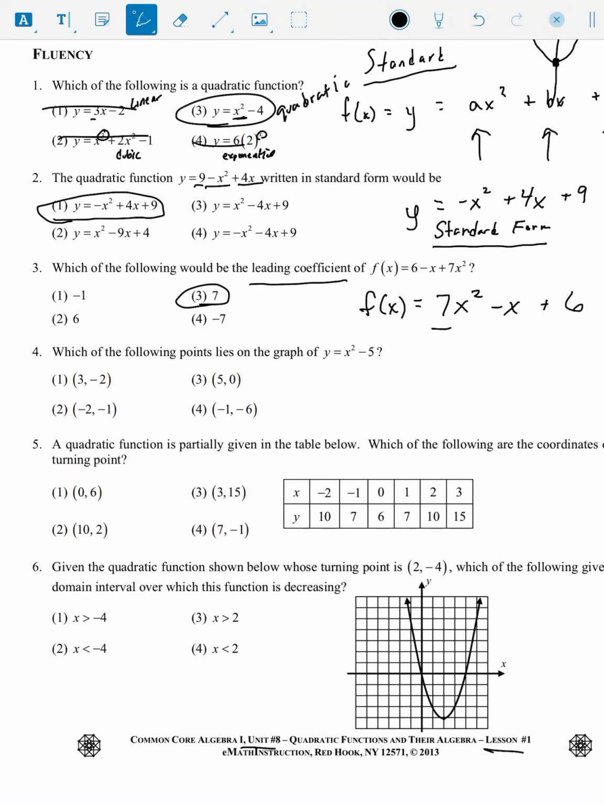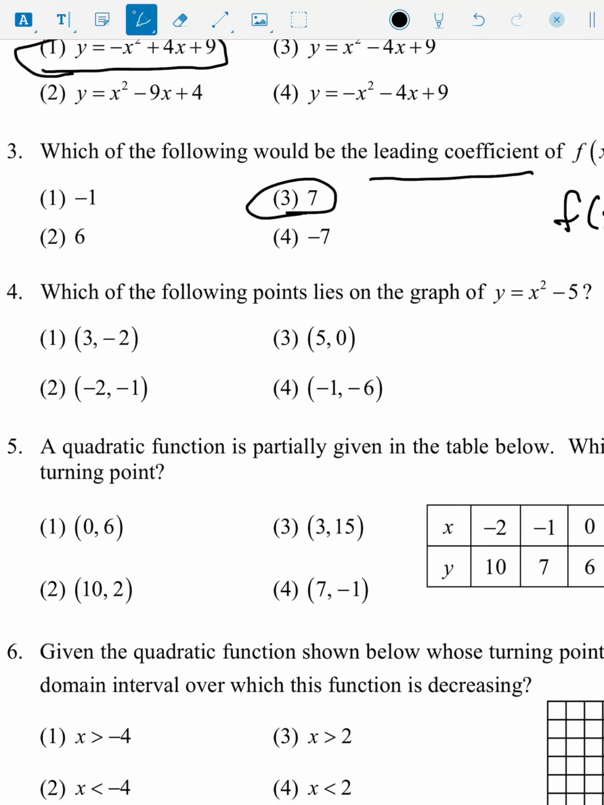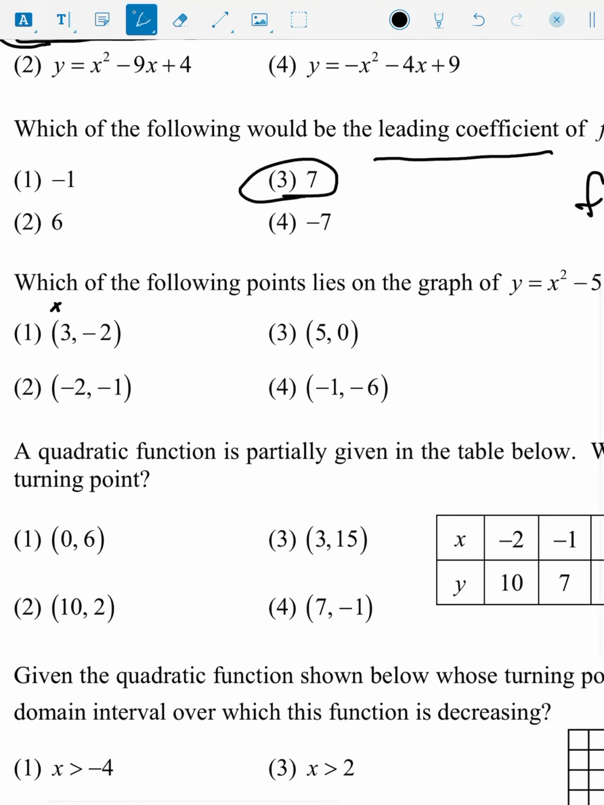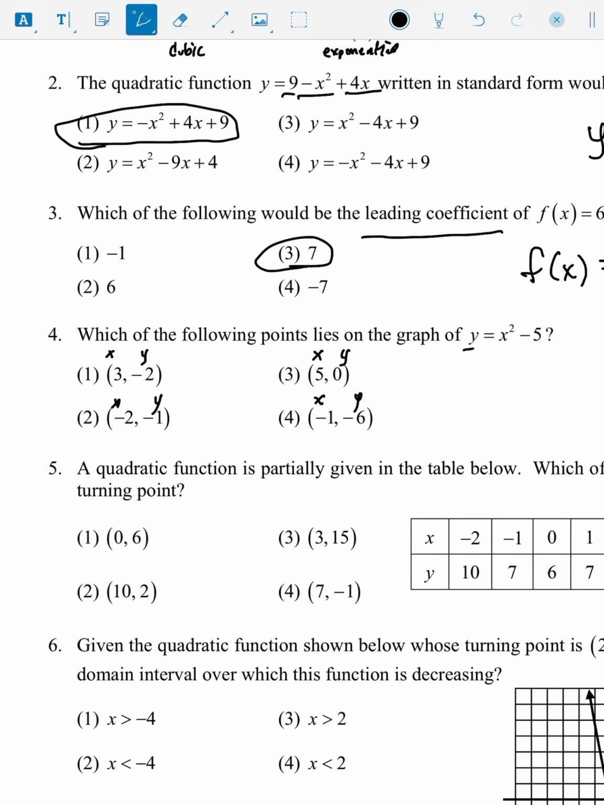Question 4 says, which of the following points lies on the graph? Well, this one's not too hard. I'm going to allow you to do it on your own. We've done things just like this where we're given an x and a y value, and we must take our x and y values and substitute them into our graph or our function or our equation.